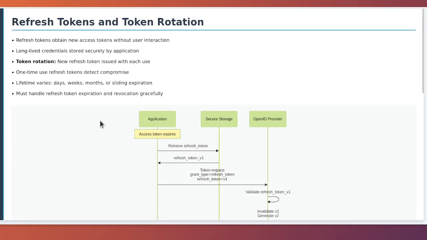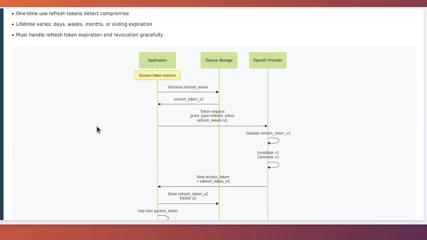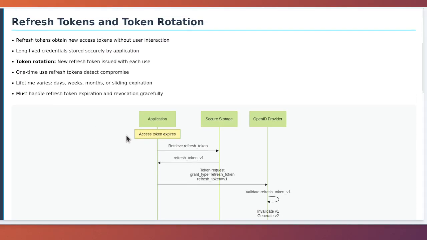Refresh tokens and token rotation. Access tokens in OpenID Connect are designed to be short-lived, typically expiring within minutes to hours of issuance. This limited lifetime reduces the window of opportunity for attackers who might compromise a token, but it creates a challenge for applications that need to maintain long-term access to resources without constantly prompting users to re-authenticate.